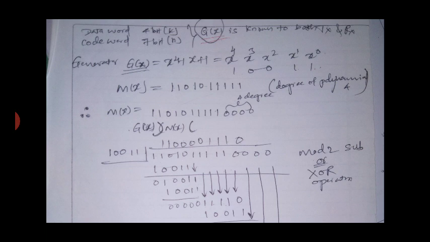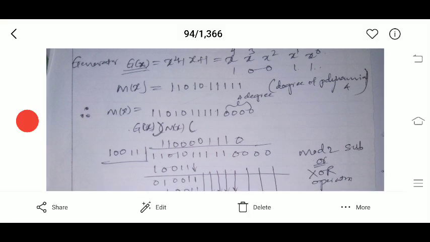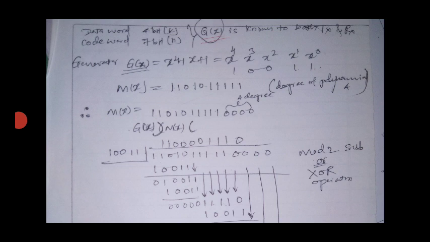Let us consider that they have given the generator in the form of a polynomial, that is x raised to 4 plus x plus 1. How can I write that down? X raised to 4, that is 1. X raised to 3 is absent here, so I can write 0. Next, x raised to 2 is also absent in this generator polynomial, so I can write 0. X raised to 1 is 1, and x raised to 0 is 1. So your generator bits are 1, 0, 0, 1, 1.